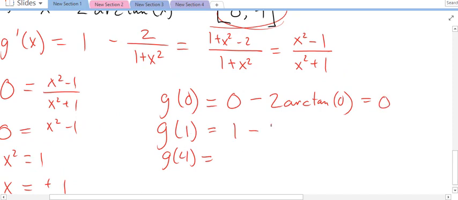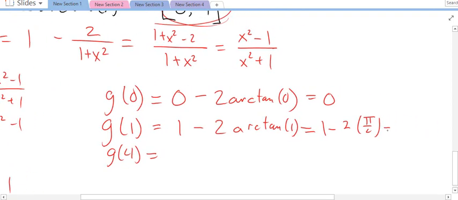G of 1, I'm going to get 1 minus 2 times arctan of 1. And arctan of 1, you might remember, is pi over 4. So this is 1 minus 2 times pi over 4. And so this is 1 minus pi over 2. And then g of 4 will be 4 minus 2 times arctan of 4. Now, we could use a calculator to approximate these.